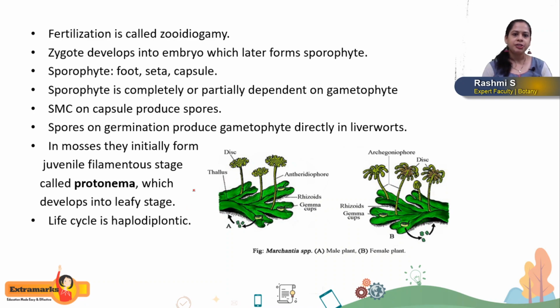The fertilization in bryophytes is said to be zooidiogamous. Zoo, because the male gametes are motile. They have 2 apical flagella. They are motile and they swim in the water during fertilization. Hence it is called zooidiogamy.